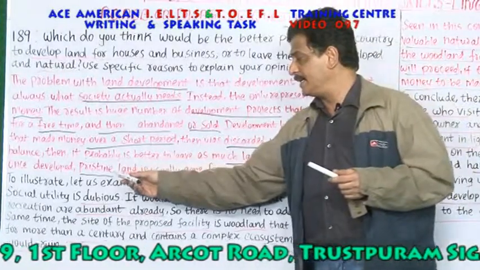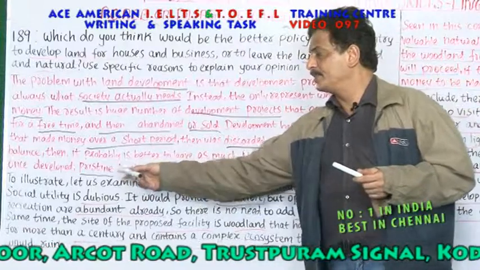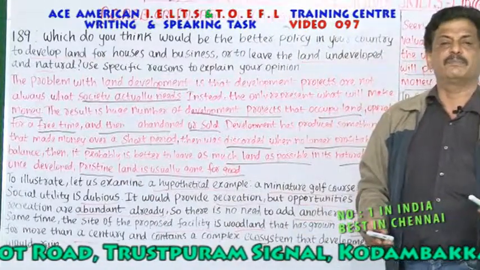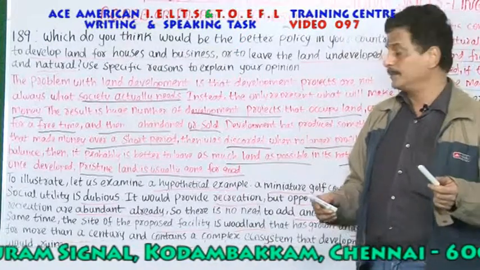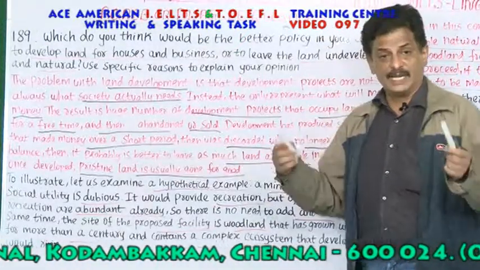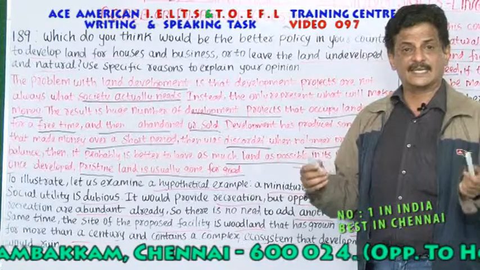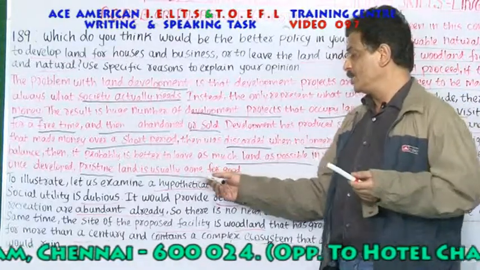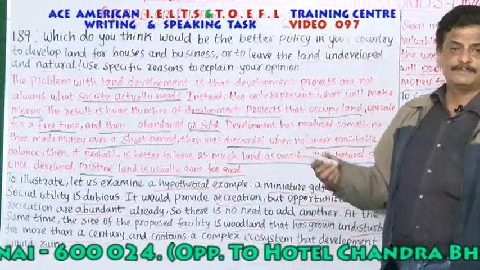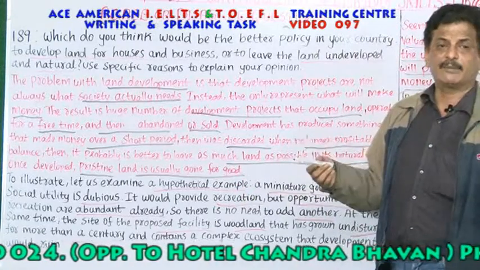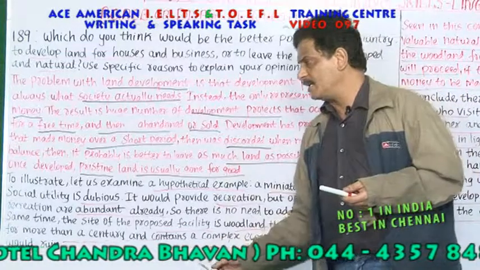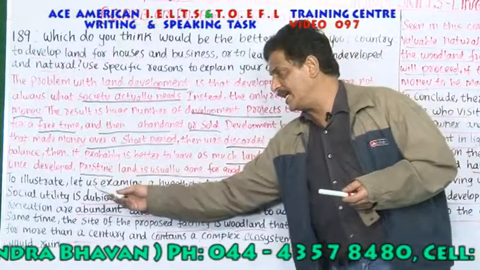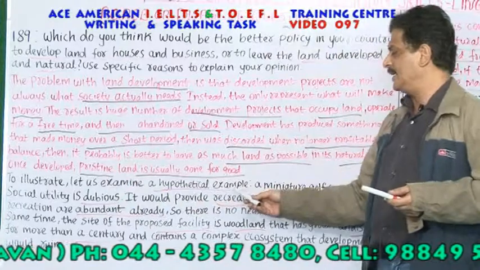Once developed, pristine land. pristine land என்றால் என்ன? பாரம்பரியம் மிக்க பழமையான வளங்கள் நிறைந்த, விலங்குகள் வாழ்ந்து கொண்டு இருக்கக்கூடிய, பறவைகள் சரணாலயமாக இருக்கக்கூடிய இடங்கள் is usually gone for good. அது தன்னுடைய நல்ல தன்மையை இழந்து விடுகிறது, அதனுடைய பலன்களை இழந்து விடுகிறது. மேலும் உதாரணமாக சொல்கிறார், to illustrate, விவரிக்க, let us examine a hypothetical example.